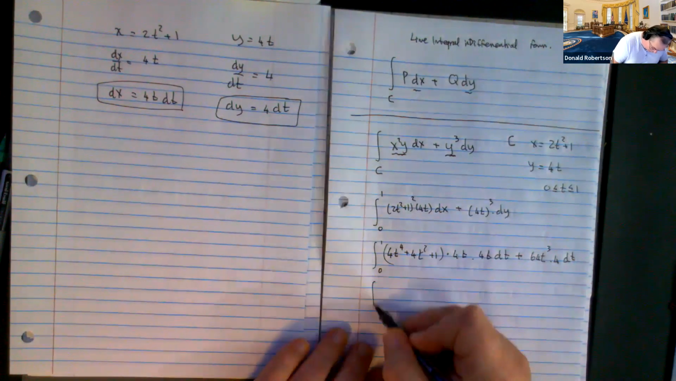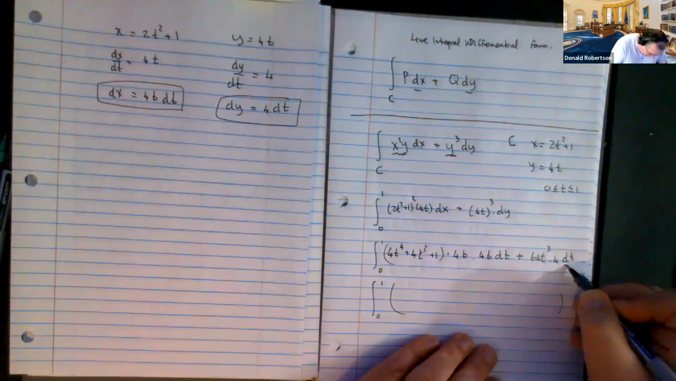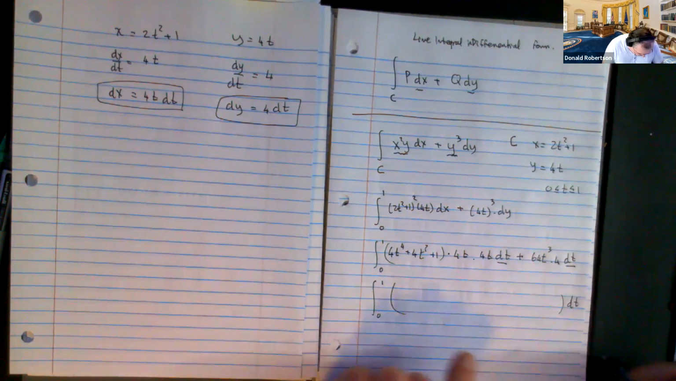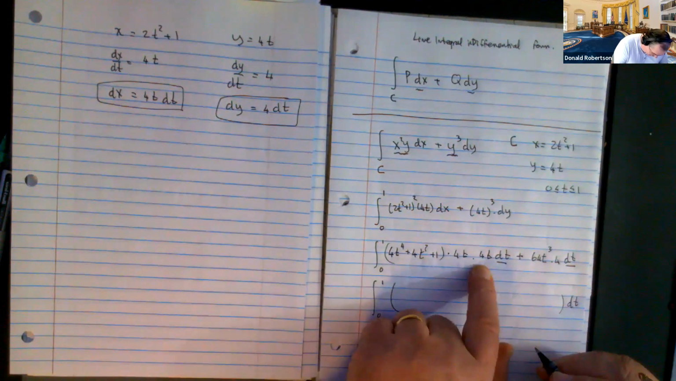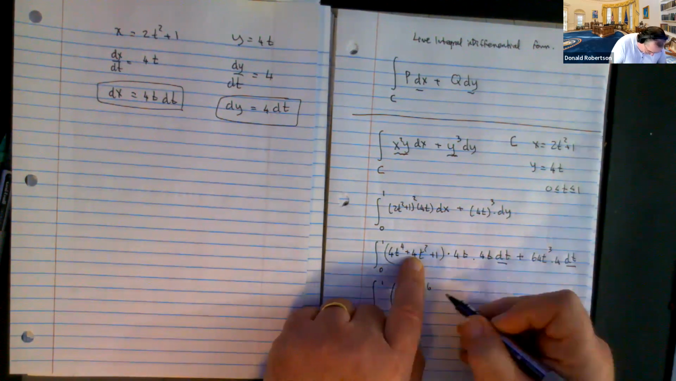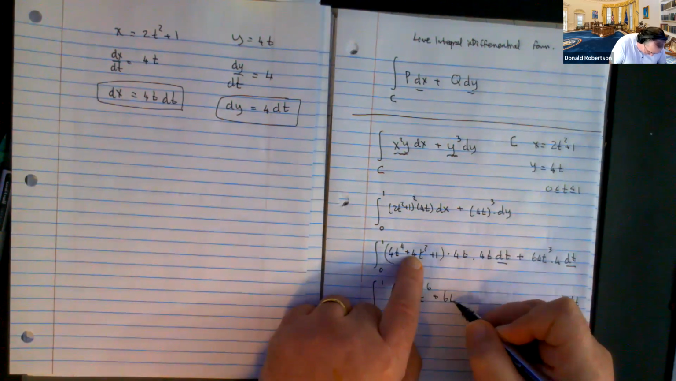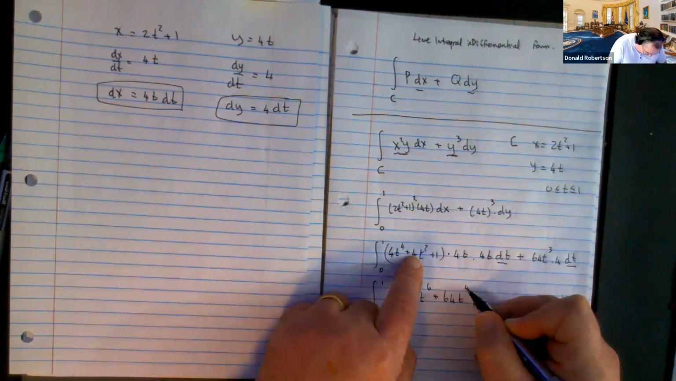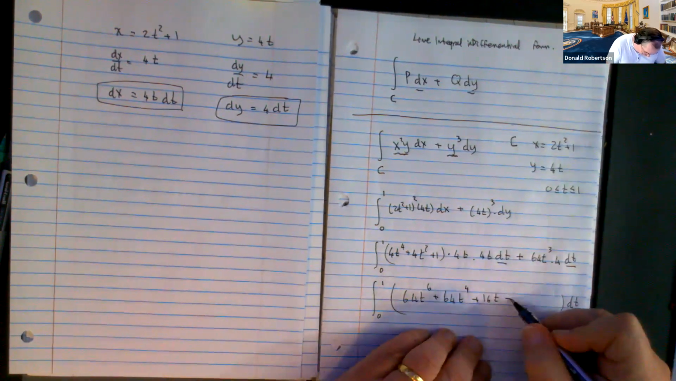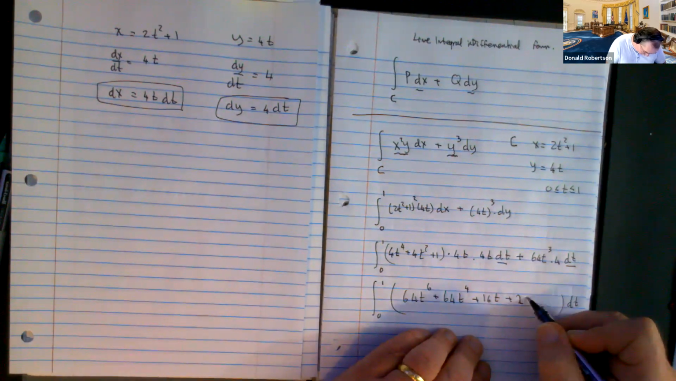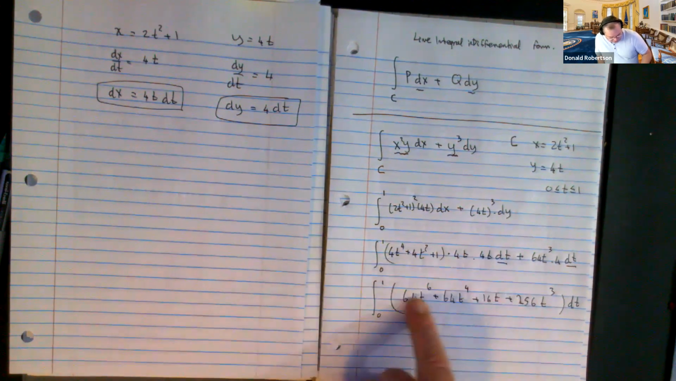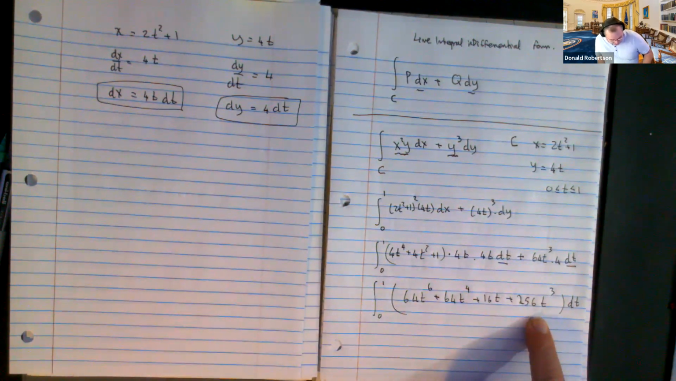And now it becomes the integral from 0 to 1. I'm pulling that dt out like it was a common factor. And I've got all of this, which is 16t squared times that. So 64t to the 6, 16t times that is 64t to the 4, plus 16t, plus 256t cubed. So I'm just distributing all that, bringing this guy into the game.